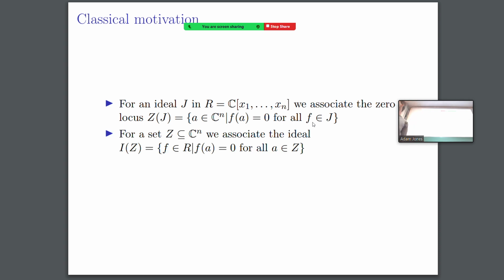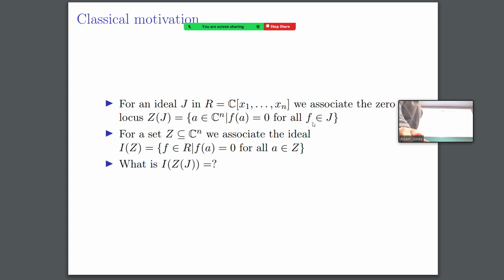Conversely, given a set of points in C to the n, we can associate the ideal of vanishing, all polynomials vanishing at all of these points. So on the one hand, we have these algebraic objects, these ideals. On the other hand, we have these geometric objects, these sets of points. And the most basic fundamental question of algebraic geometry is what happens if you try to go back and forth between algebra and geometry? So what is I of Z of J?